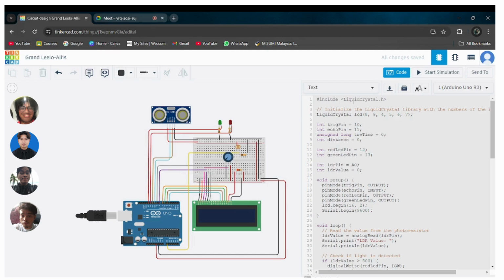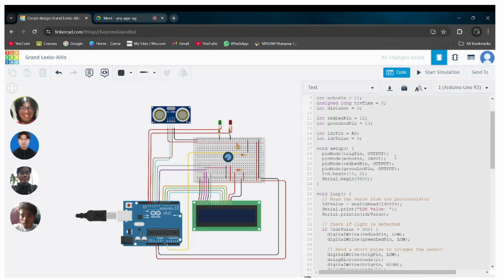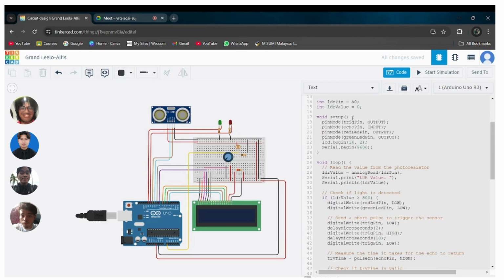So for the libraries, we use the liquid crystal, and then we define the trigger pin of the ultrasonic to the pin number 10, like the Amirul said earlier, and then the echo pin into the 11. And for the distance that we want to calculate, we use the define of TRV time, and the distance we use the integer. And then we go for the void setup.